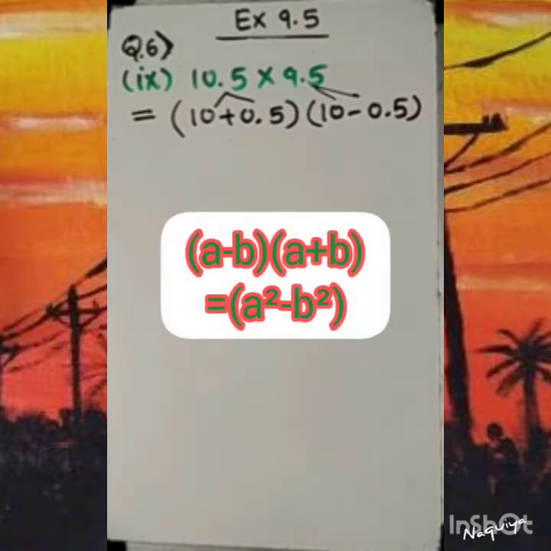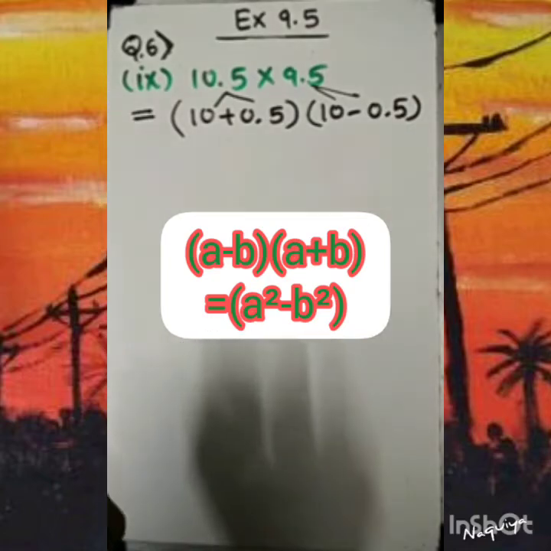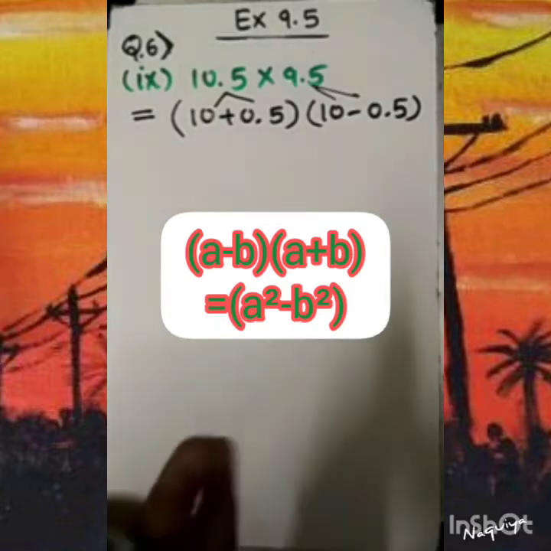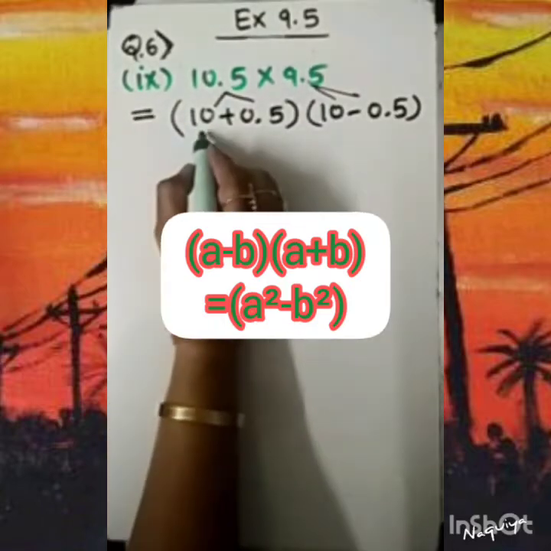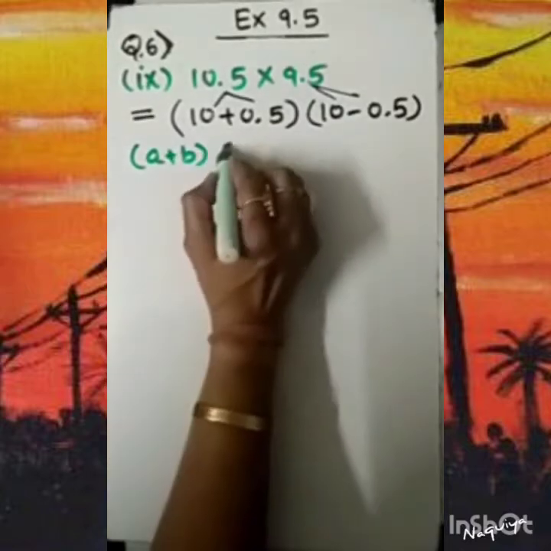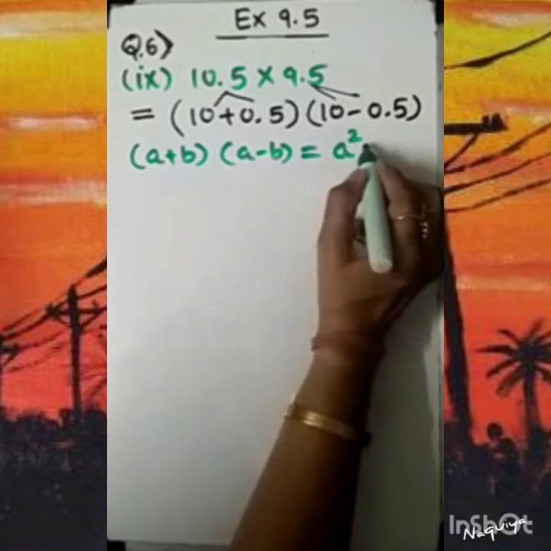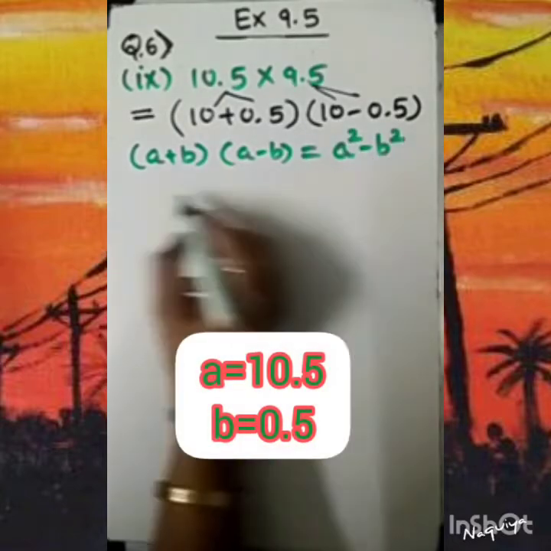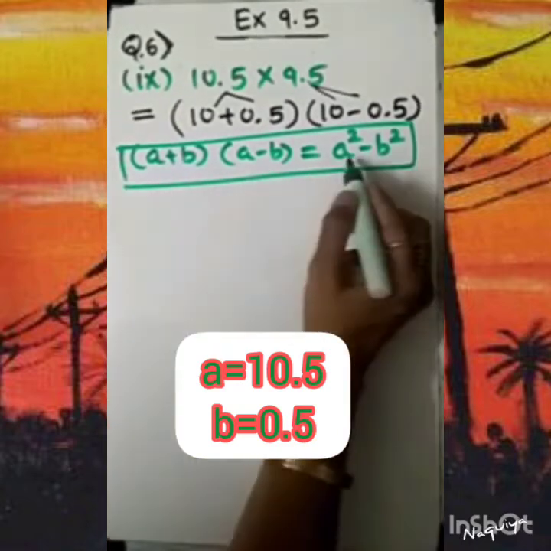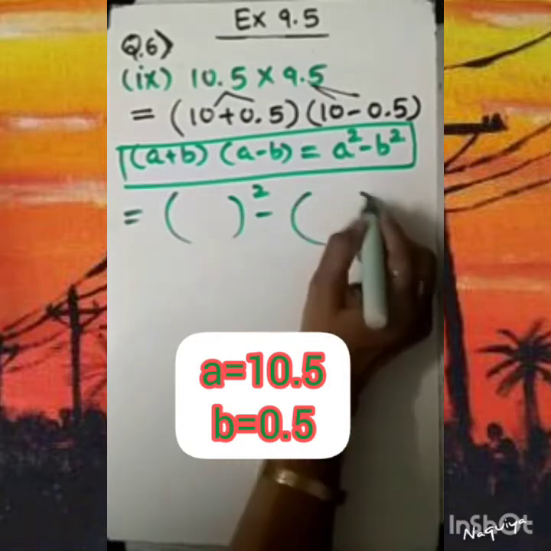So dear student, now we need to apply an identity. Which identity do we have to go with? I request you to think about the third identity, because we know that when a plus b and a minus b are given, then (a plus b)(a minus b) gives the result a square minus b square. Fine. So we are going to apply this identity here. So a square minus b square.